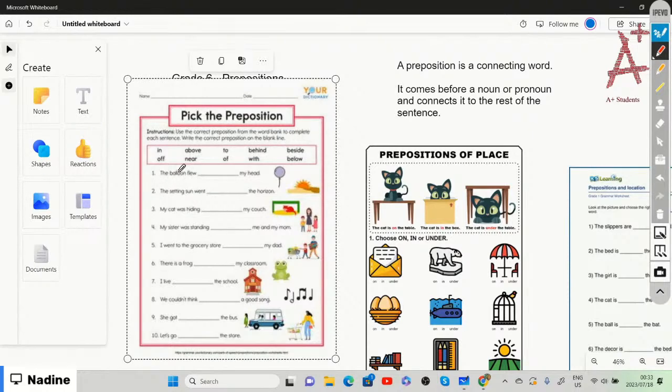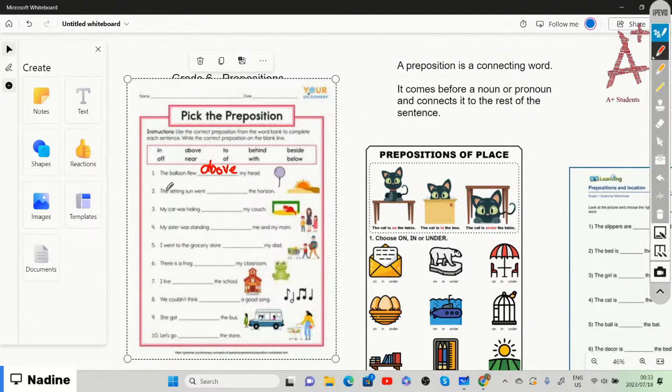So the balloon flew. Is it in, of, above, near, to, of, behind, with, beside, or below my head? We need to choose one of those prepositions from the word bank. So the balloon flew, we can say above my head because we don't have over, right?